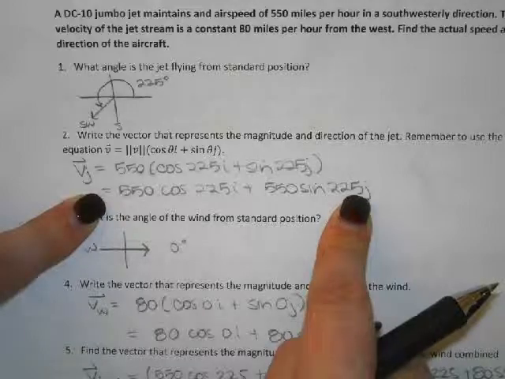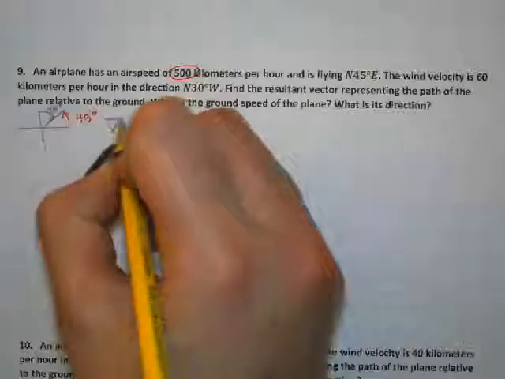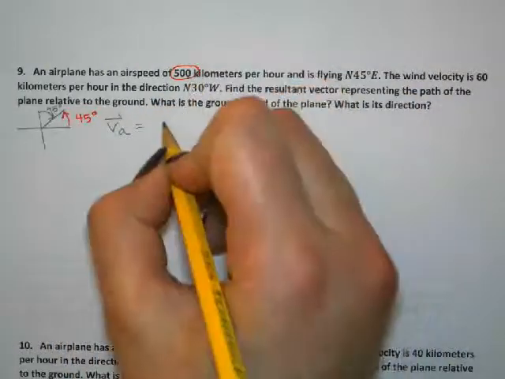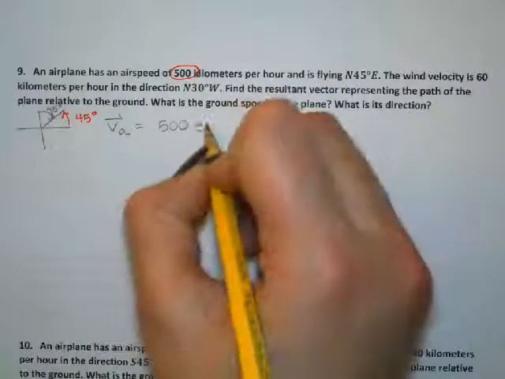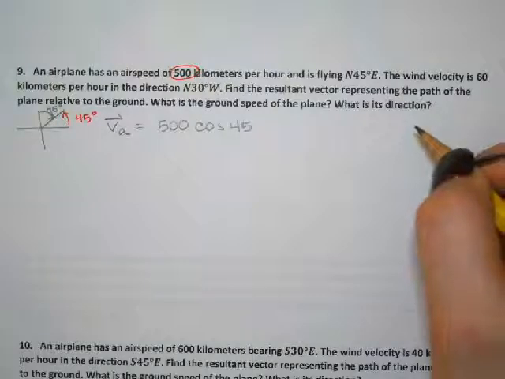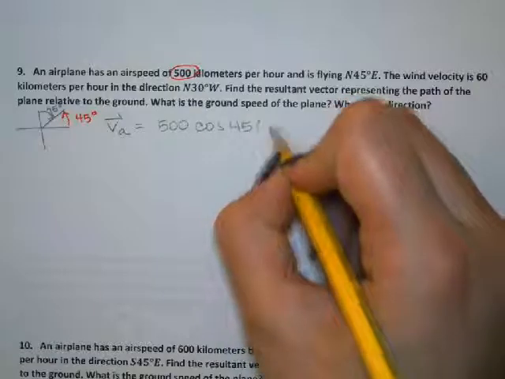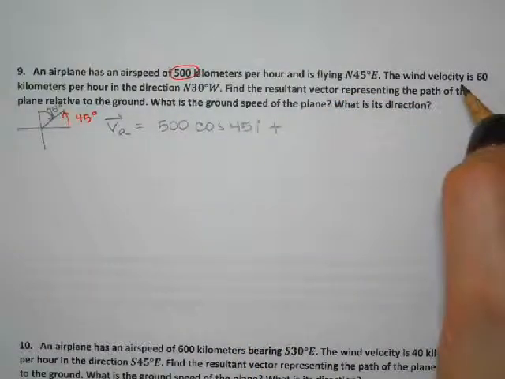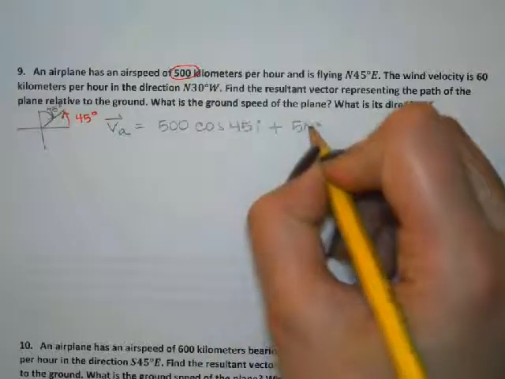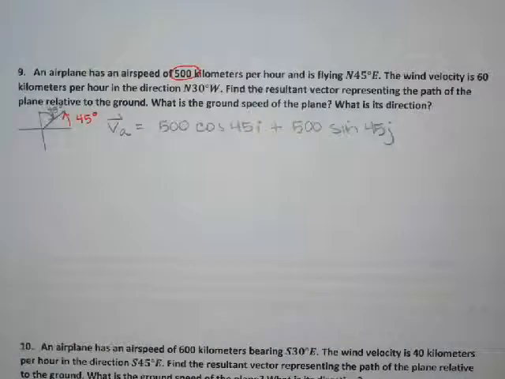Sound good? Okay. So I'm going to say that the vector of the airplane, I'm using a little a for airplane, is my magnitude times cos 45. Do you guys like the i's and the j's, or do you want to do component form? I's and j's? Okay. You can do component form if you want. It doesn't make a difference, it's just your comfort. So 500 cos 45 i plus 500 sine 45 j. So that vector is done.